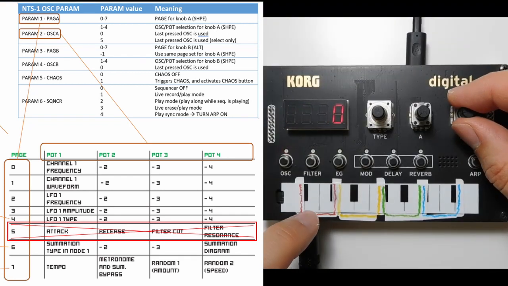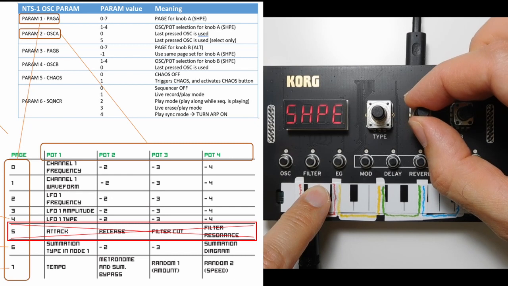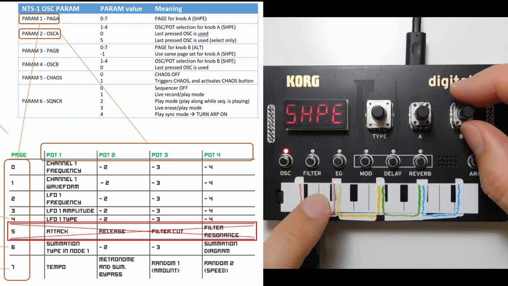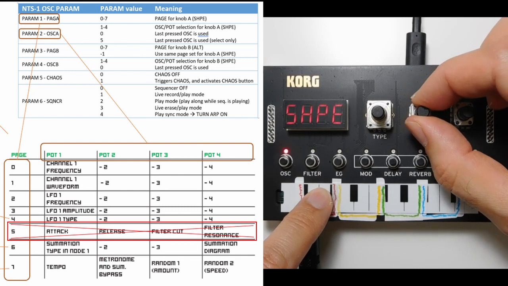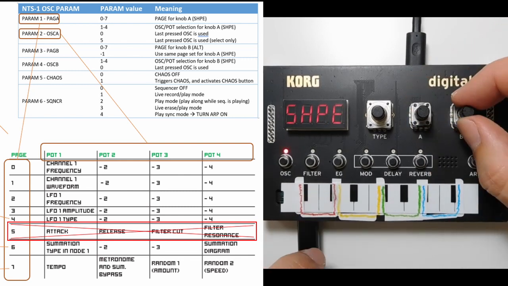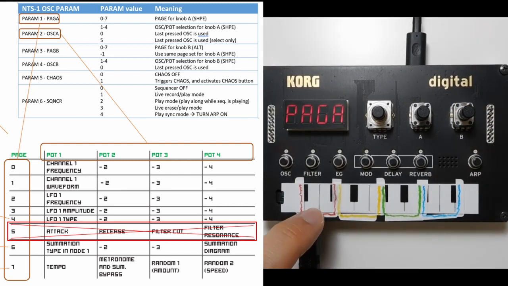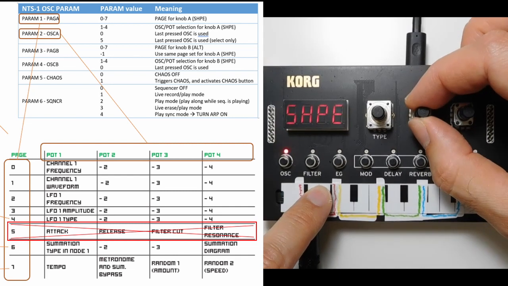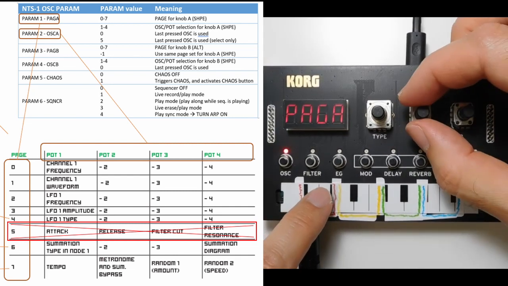Page 0 is pitch. So now I'm changing the pitch with knob A. Page 1 is shape. So now I'm changing the shape. Page 2 is the LFO frequency. And page 3 is the LFO amount.